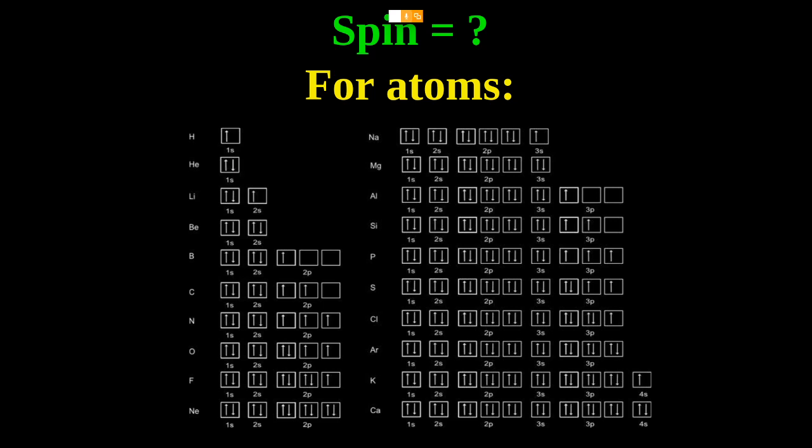None, you said? 0, that's good. How about for nitrogen? How many unpaired electrons? 3. Very good, Abdul. Yes, very good. So basically, you know how to get the number of unpaired electrons. You know how to get the spin.